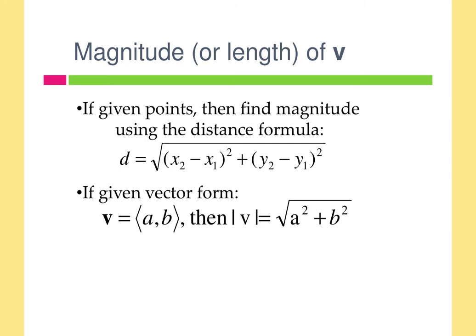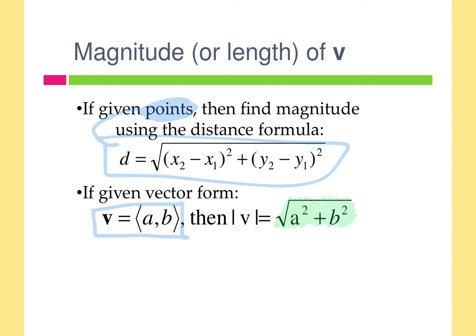If you're given the points, I'm going to use the distance formula. But if I'm given the component form, either A, I already found it, or B, it's all that was given to me and I don't know the initial and the terminal points, then you find the magnitude by doing the square root of a squared plus b squared.